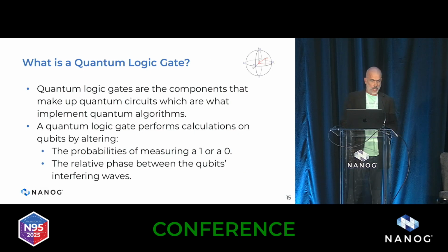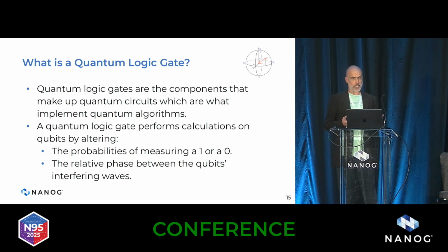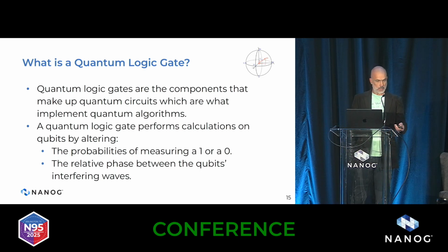Next is how would we go about adjusting a qubit? And that's the quantum logic gate. A quantum logic gate is the base unit of a quantum algorithm and can alter the probability the qubit will be a 1 or 0, as well as adjust the XYZ orientation of the probability wave.